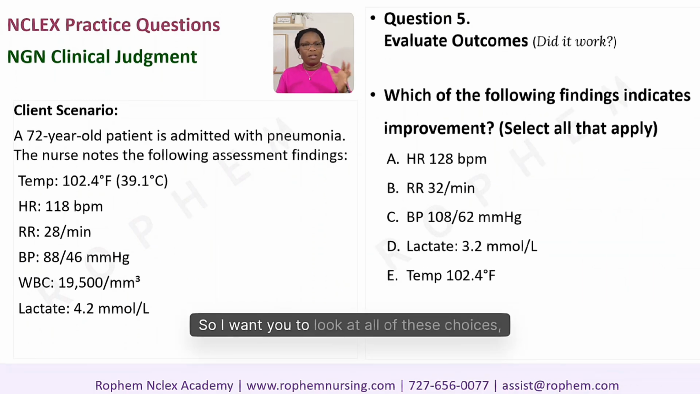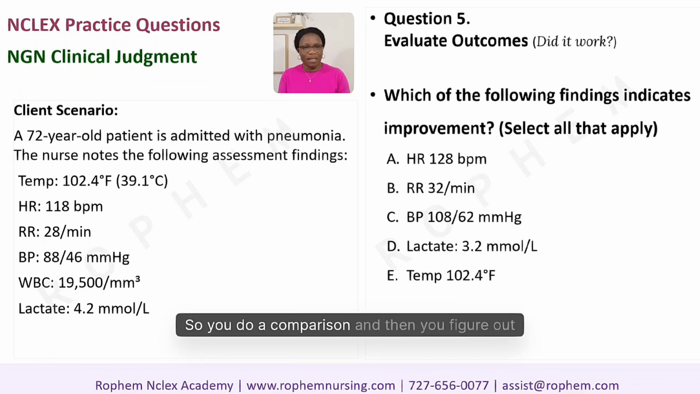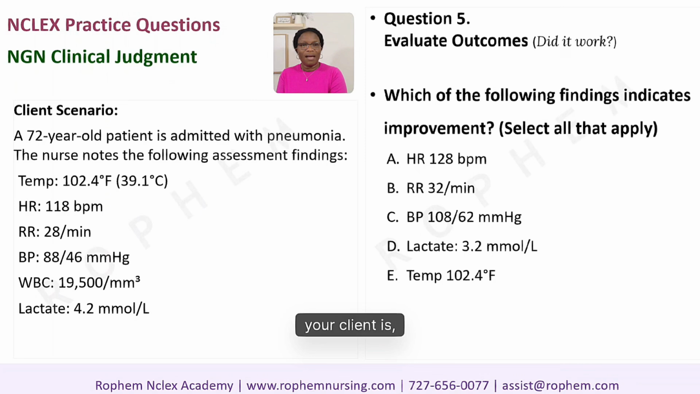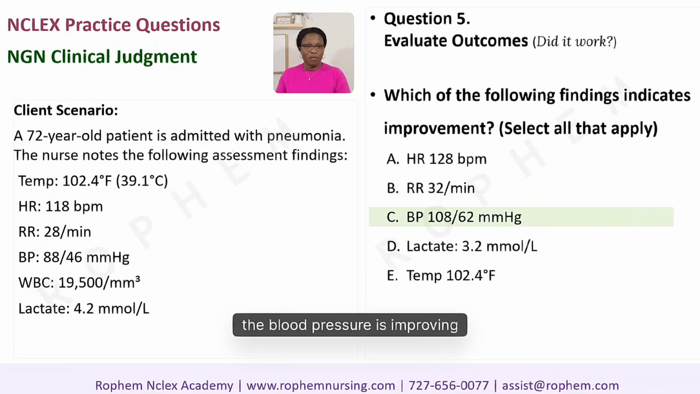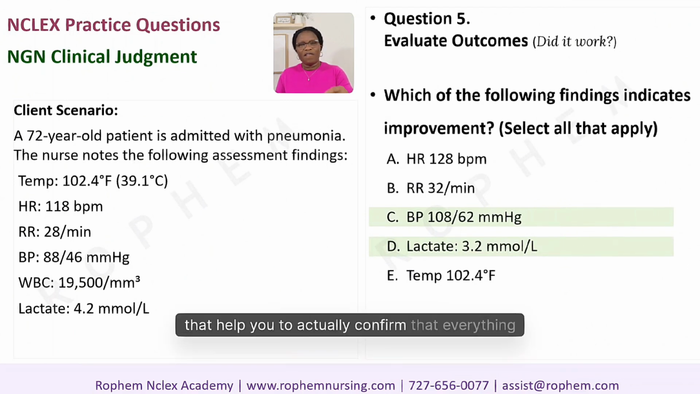So I want you to look at all of these choices and compare with the client findings. They are both on the same slide. This is very important. So you do a comparison and then you figure out which of them indicates that your client is improving. Now, when you look at these answer choices, the blood pressure is improving as well as the lactate level. Those are the two answers that help you to actually confirm that everything that you have done to help this client is working.